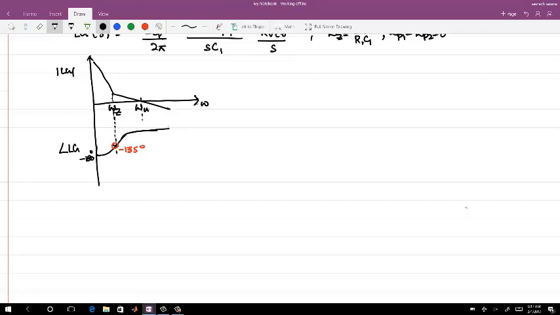At a very high frequency you will reach, if you plot it you can get exactly at what point it will reach, but the final point will be minus 90 degrees. So what is the phase margin for this particular loop gain? It can be close to 90 degrees.